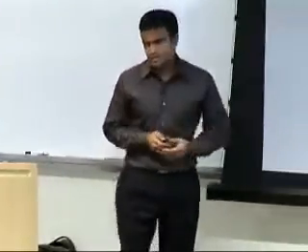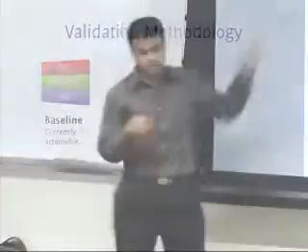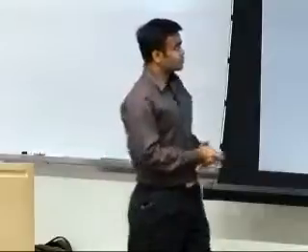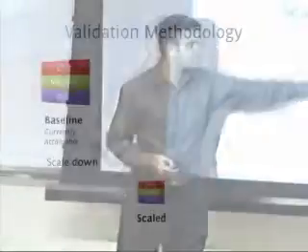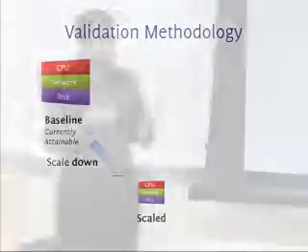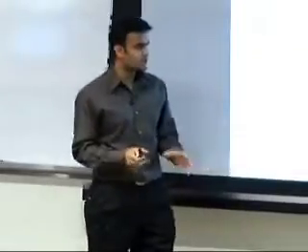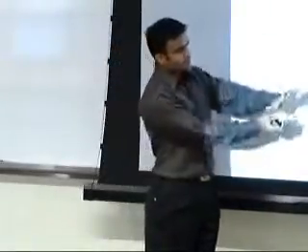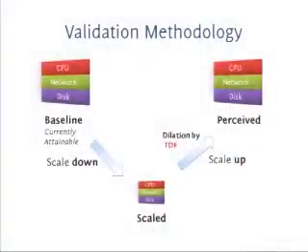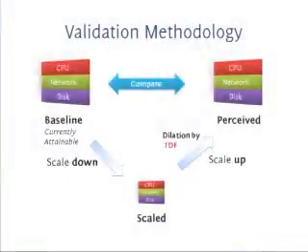So how do we test if time dilation really works? Our general methodology for validation is that we're going to pick some baseline that we can currently attain and validate. We're then going to scale this baseline down. And this scale down can be either in the form of picking a less capable hardware or artificially restraining the resources available to a physical system. Once we have the scaled down system, we are going to use time dilation to scale it back up to get a perceived configuration. And then the goal is to compare the performance of the baseline and the perceived configuration.